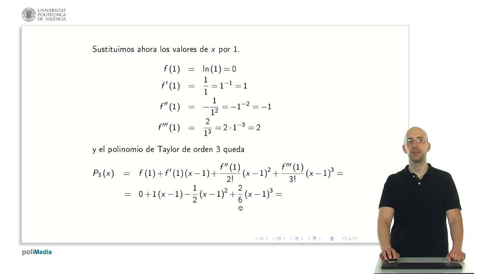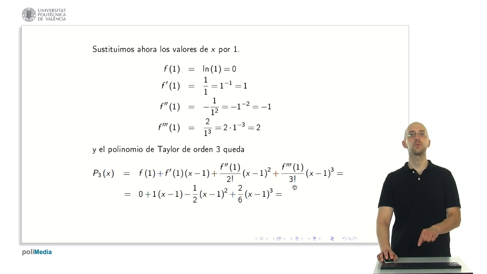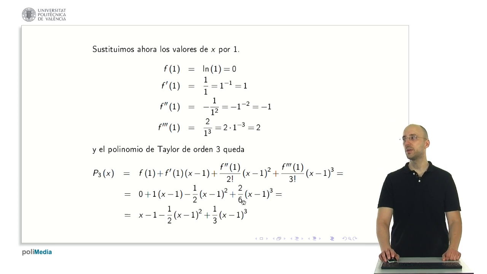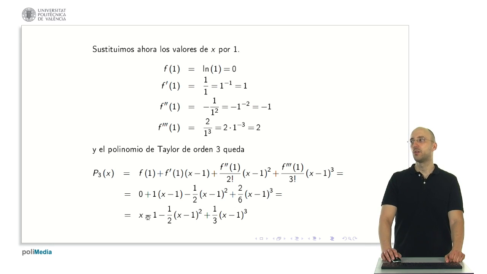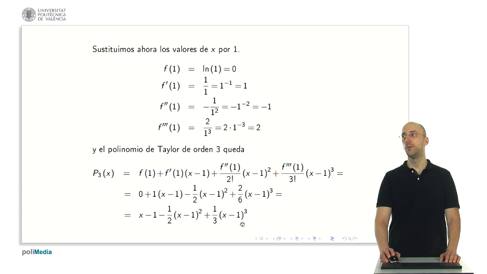Why 6? Because of the 3 factorial, which is 3 times 2 times 1. That's why it's 6. I don't include the 0. Here I have 1 times x minus 1, which is x minus 1. I leave the minus 1/2 as it is, as it's easier to calculate it this way, plus 2/6, which simplifies to 1/3 times x minus 1 cubed. Now I have the Taylor polynomial of order 3.